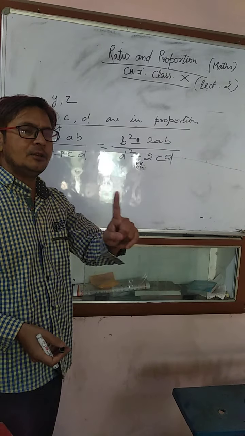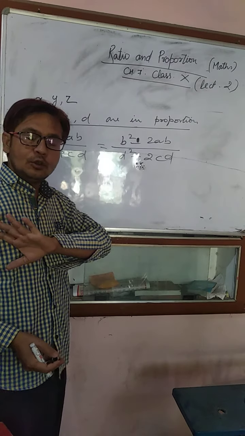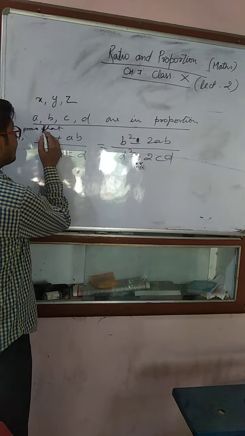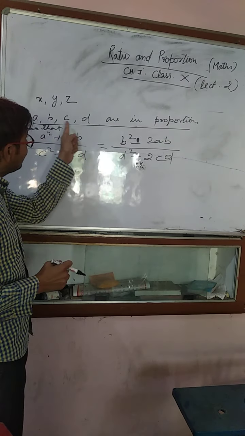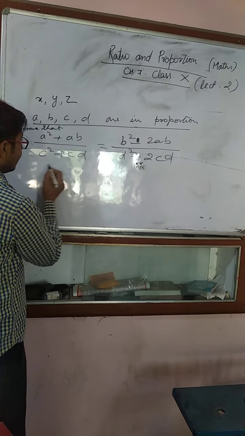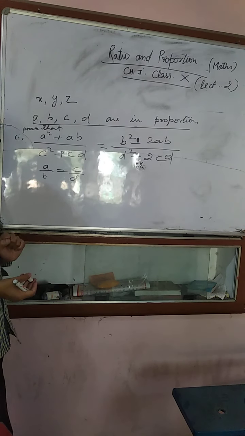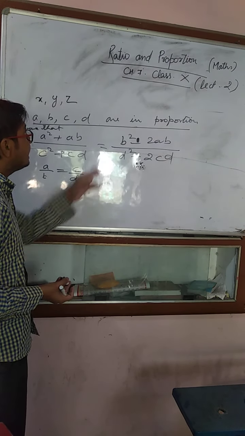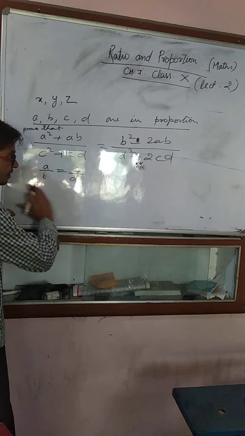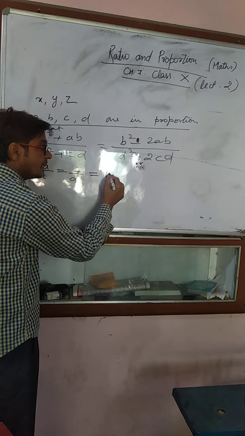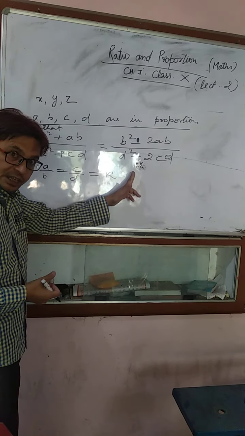Apply a single method. No need to bother about what other examples are given in the book. So don't worry, you don't have to take any tension. a, b, c, d are in proportion. It is clear. If 3-4 numbers are in proportion, then you write a by b is equal to c by d. Here there is no repetition because it is not in a continued proportion. It is simple proportion. Now, after writing this, consider k.